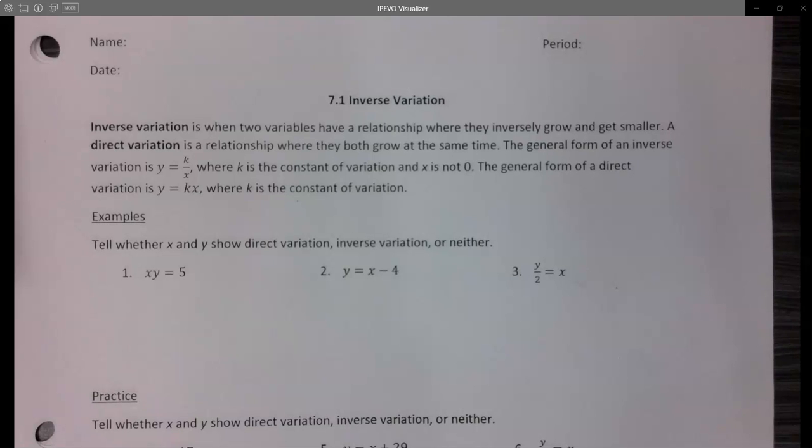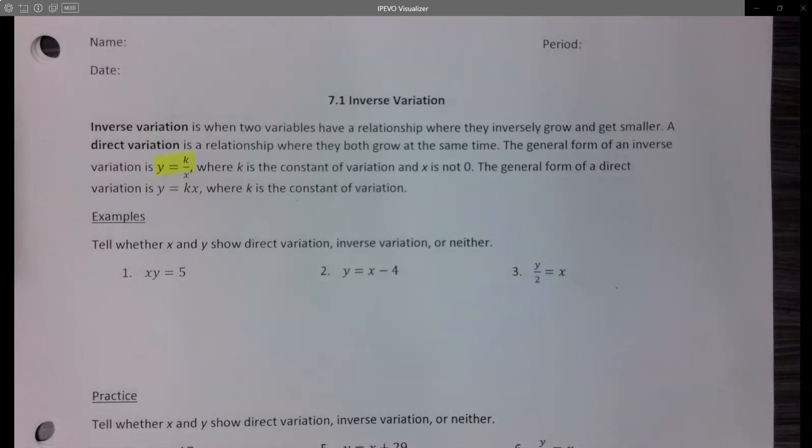So today we are moving on to inverse variation. Inverse variation is when two variables have a relationship and they're growing opposite of each other. The larger one of them gets, the smaller the other one gets. Direct variation is where both get bigger at the same time. So the general form of inverse variation is y equals k over x.